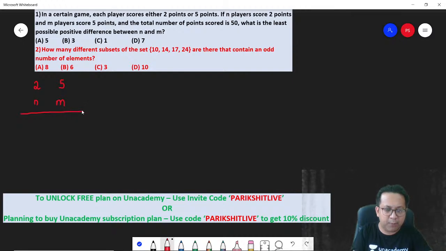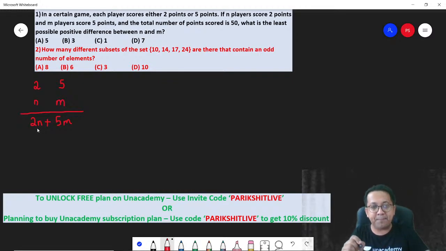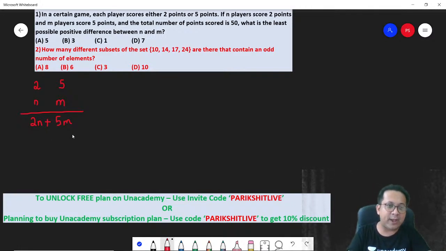So how will you get the total number of points? Can I say the total number of points will be 2 into N plus 5 into M? Will you agree with me? Remember, N players are scoring 2 points each. So 2 into the number of players who score 2 points, that is 2 into N. Similarly, if M players score 5 points, the total there is 5 into the number of players scoring 5 points, so 5 into M. So 2N plus 5M is the total number of points, and as per the question, this is 50.